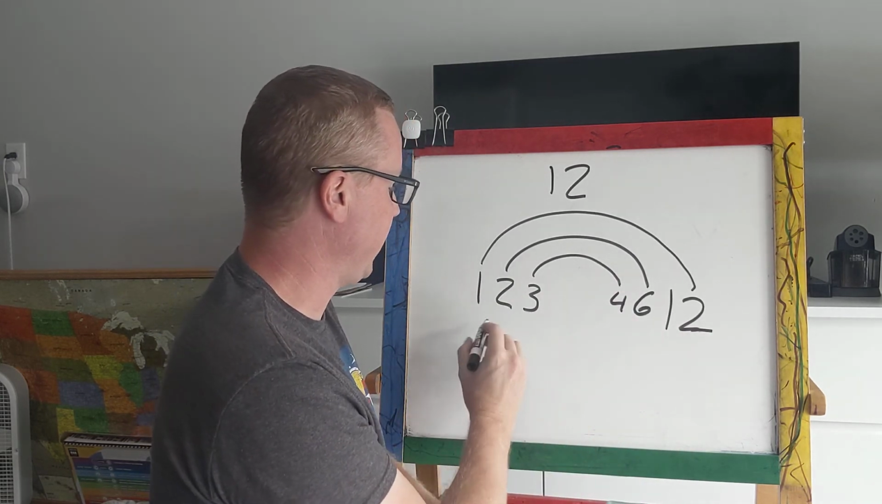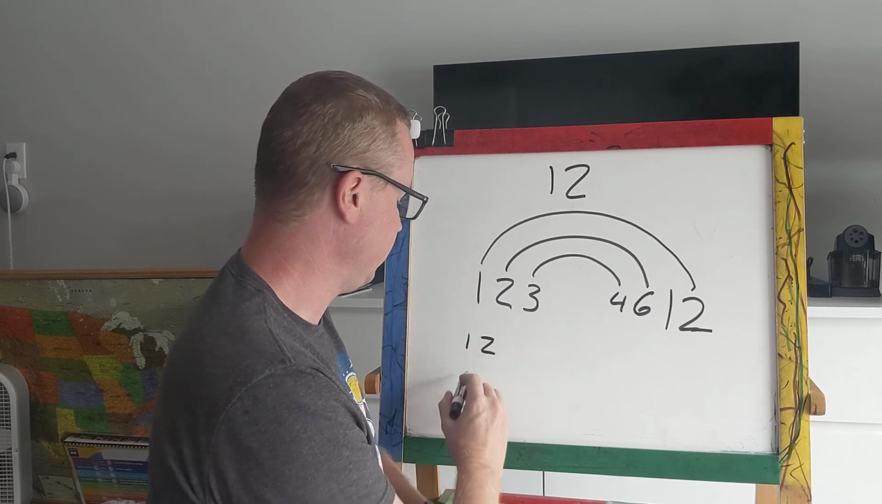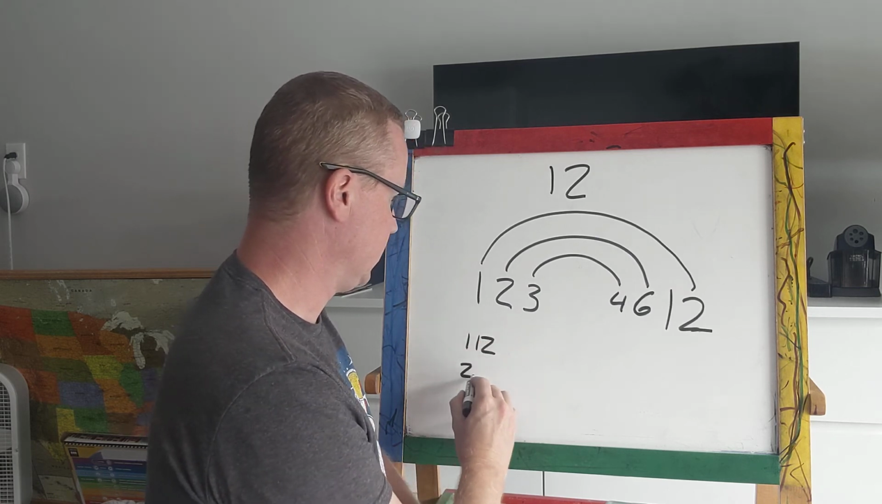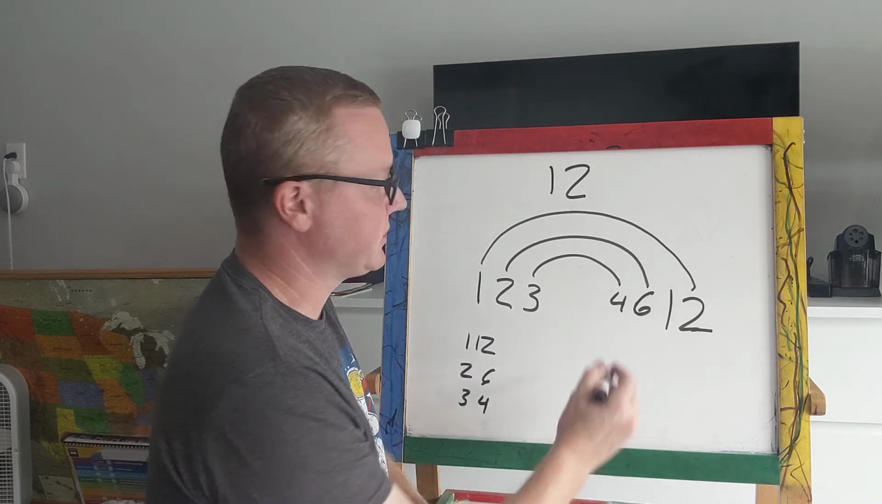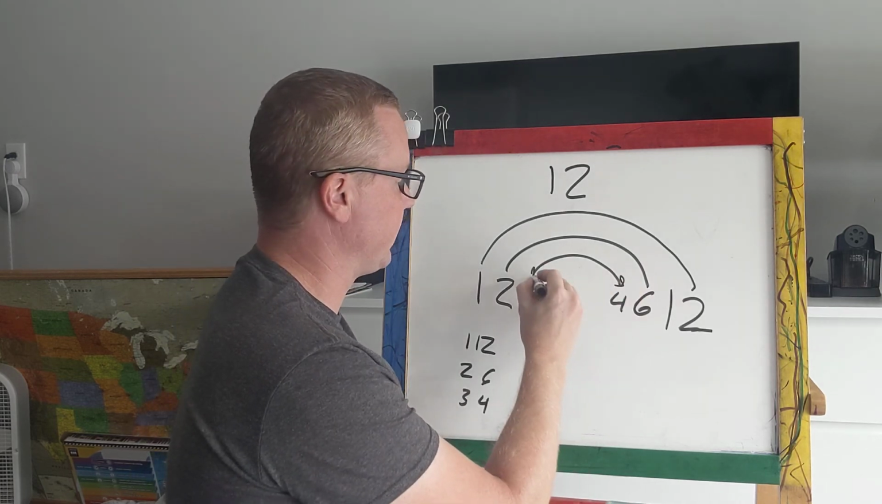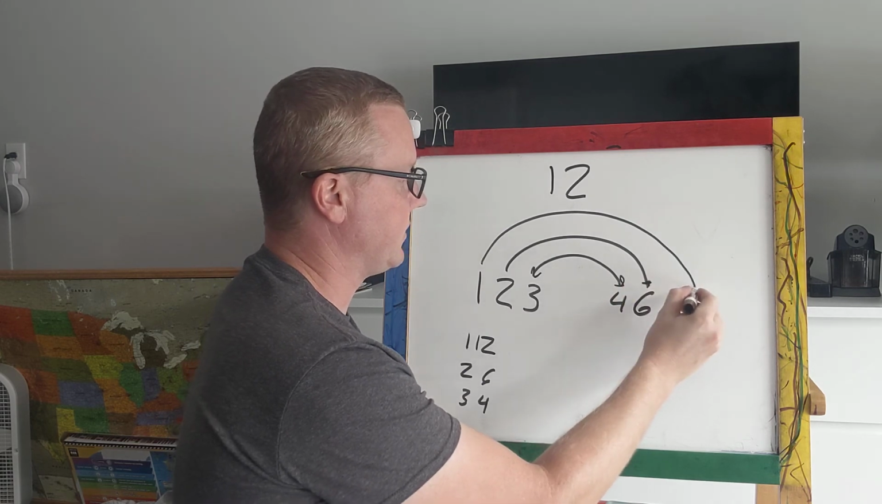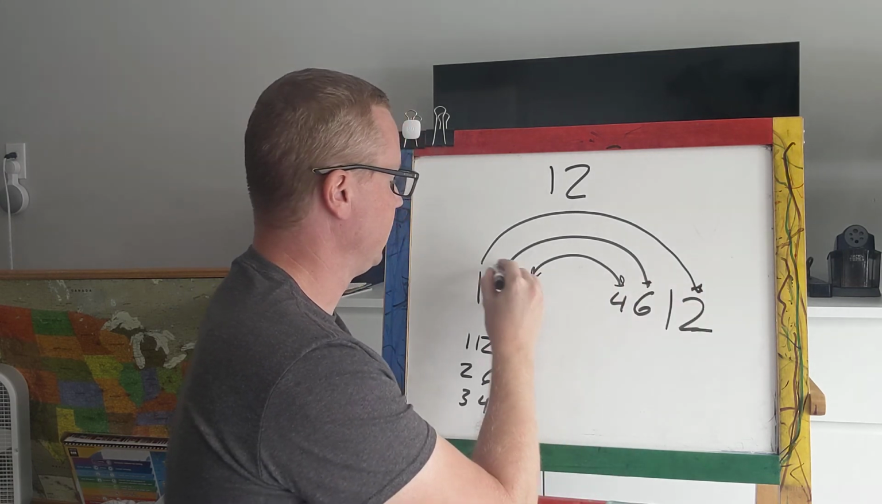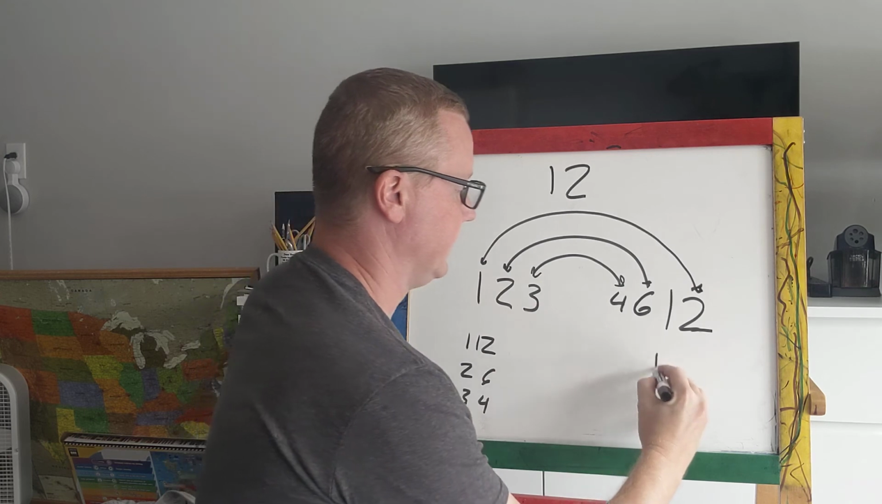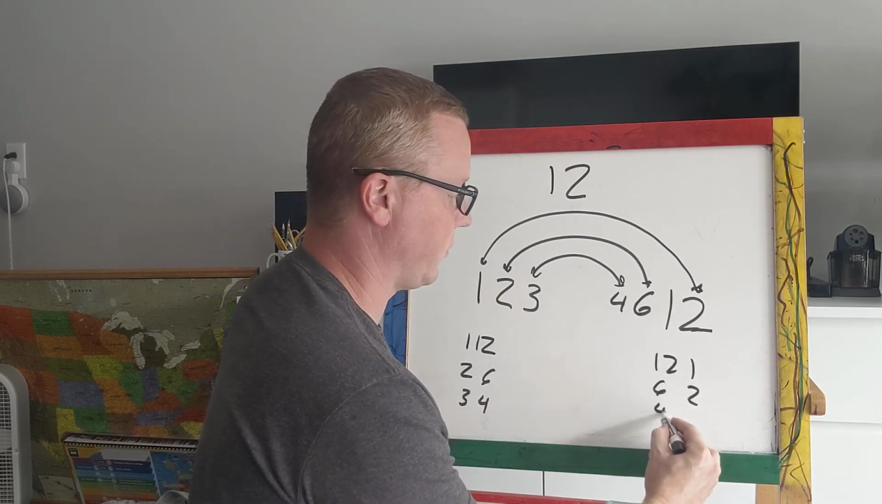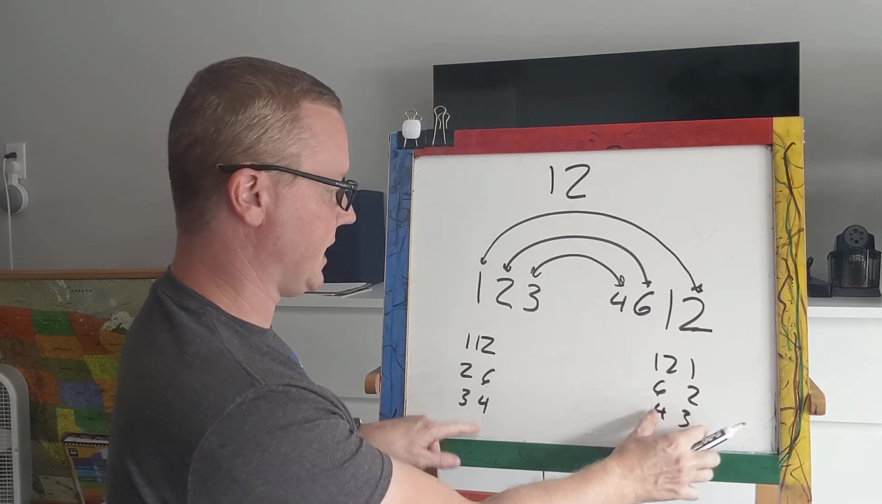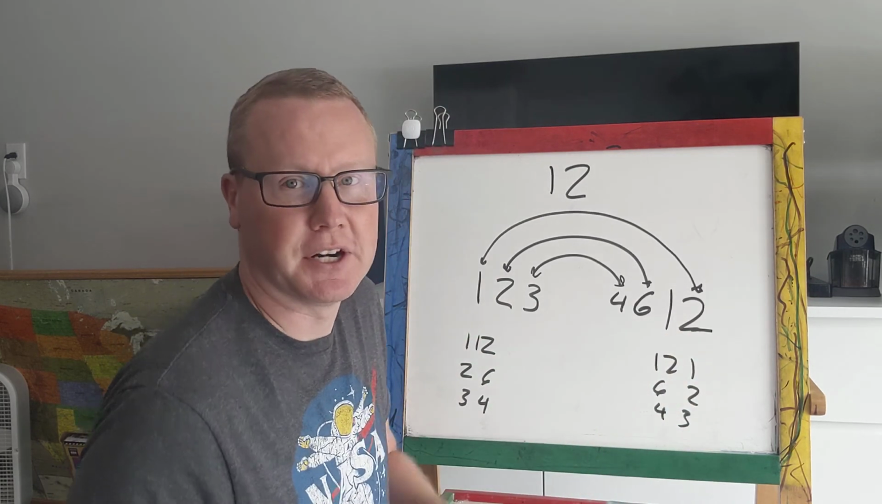So we have factor pairs of 1, 12, 2, 6, 3, and 4. And a rainbow is kind of cool. You can also do it the other way around as well. So like the arrows can go each way. So I can also have 12 and a 1, 6 and a 2, and a 4 and a 3. These are the same factor pairs, just in a different order.